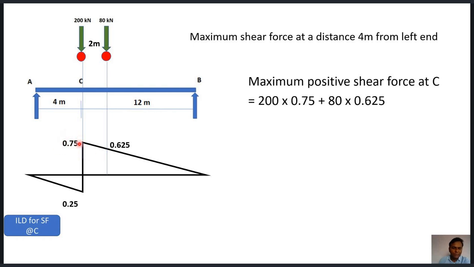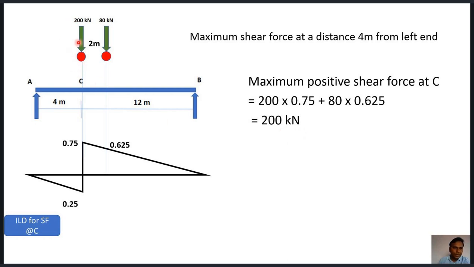Now over this maximum positive ordinate, you can place your maximum load, which is equal to 200 kilonewton. So 200 into 0.75, obviously you will be getting a maximum value here for this multiplication, and the 80 kilonewton you can place on the right hand side of this 200 kilonewton. So at this distance of 2 meter you have to find out the respective ordinate, so that is equal to 0.625. Now you can find out the maximum positive shear force is equal to 200 into 0.75 plus 80 into 0.625. So here you will be getting a maximum positive shear force as 200 kilonewton.